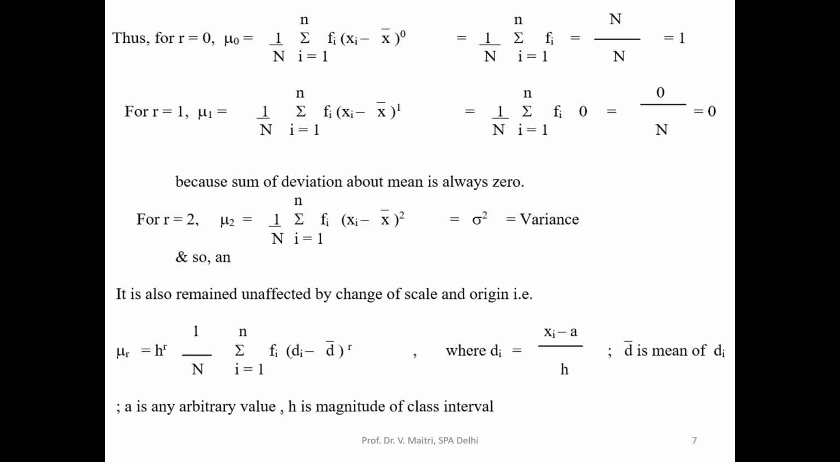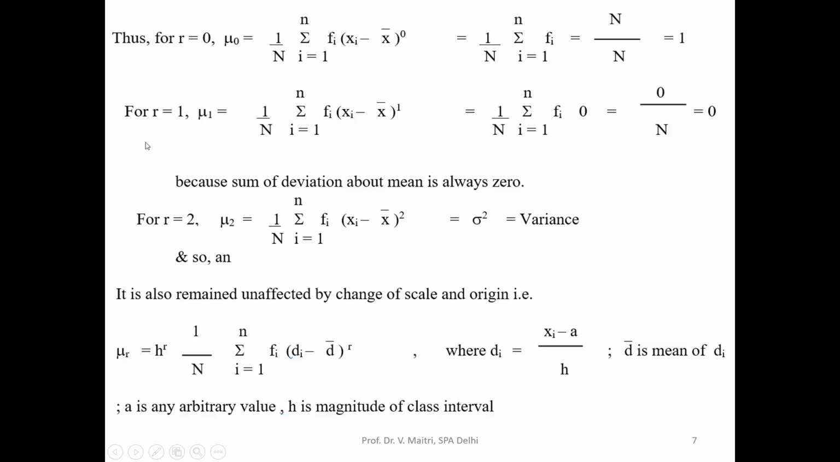Now we simplify this formula. For r equal to 0, mu 0 works out to be equal to 1. That is 1 by capital N, summation i going from 1 to n, f i times (x i minus x bar) to the power 0. So (x i minus x bar) raised to power 0 is 1, and 1 by N summation of f i is nothing but N by N, so it is 1.